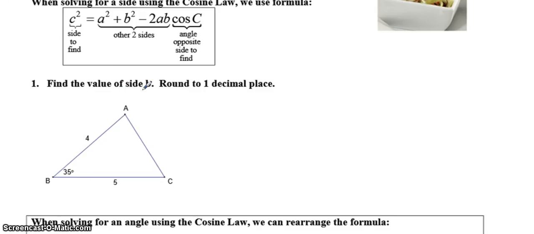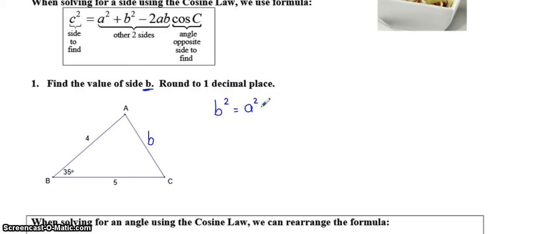We are trying to solve for side B. So we have to change this formula. Instead of solving for C, we're going to be solving for B. So it starts B squared. Now, the A B and the A B, those are the other two sides. So in this case, the other two sides are A and C.